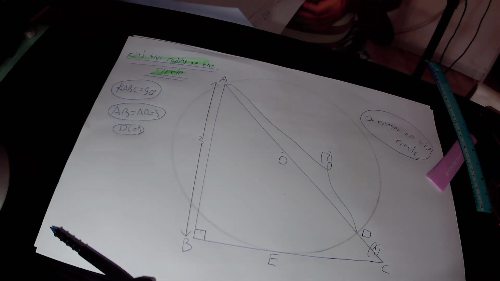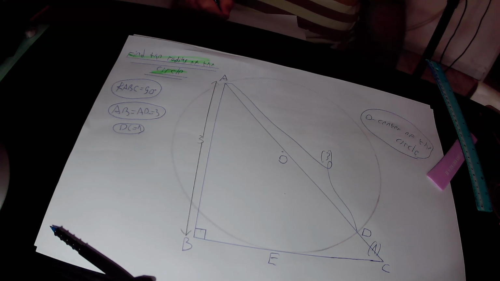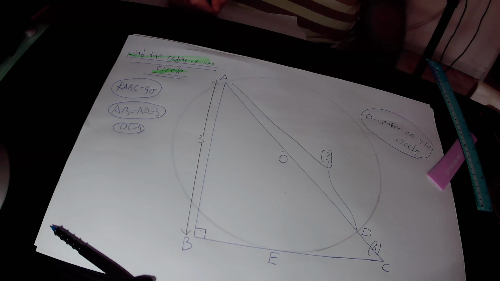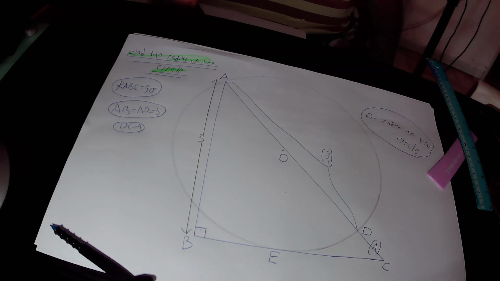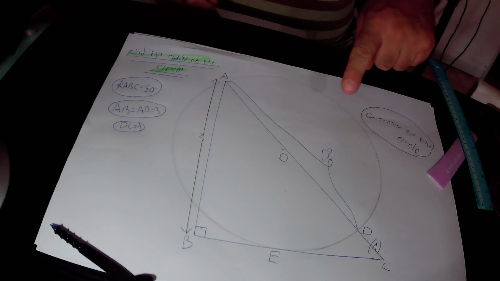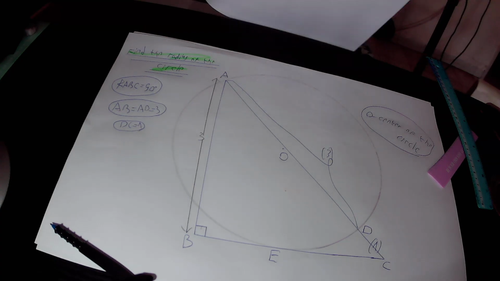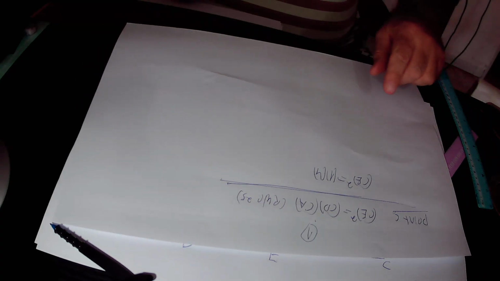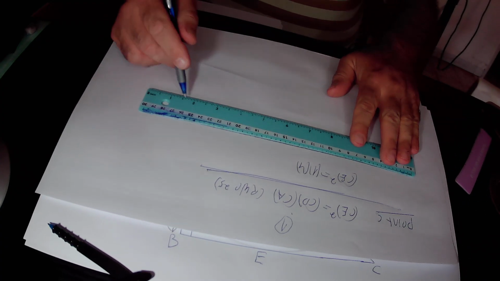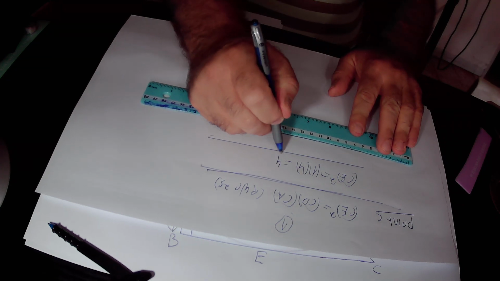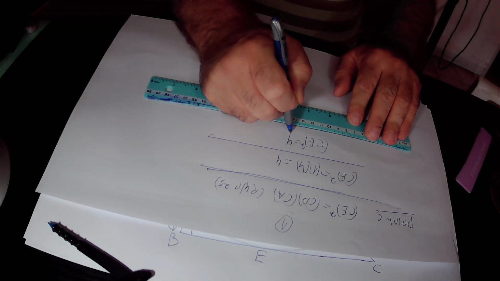CE is the missing side, so CE squared equals CD, and CD is 1, times CA. CA in total is 1 plus 3, that is 4. So according to rule 25, we found out that CE squared equals 1 times 4. 1 times 4 is 4. So CE squared equals 4 according to rule 25.